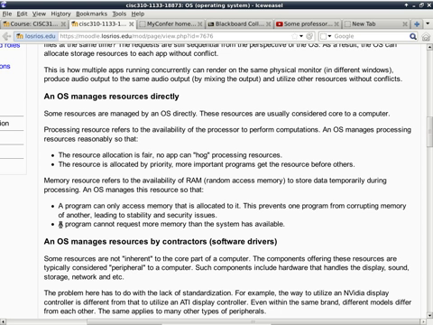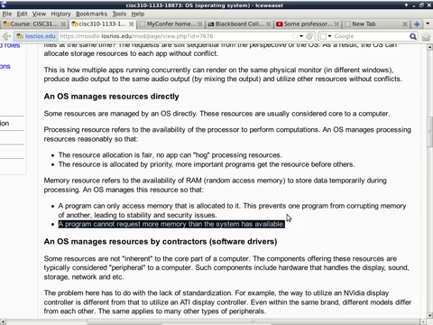And then the other thing is a program cannot, I actually phrased this wrong. A program can request more memory than the system has available. It will just be denied. Okay, so it can make the request, but it won't be able to get the resource because there's not enough resources.